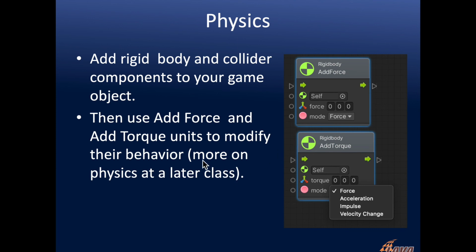Now, the equivalent of force for rotation is called torque, which means you apply a rotational force. Okay? And Unity has a rigid body add torque node. You give it the X, Y, and Z torque values. And then you can also select the different modes of torque. You can either control the force, the acceleration, the impulse, or velocity change.